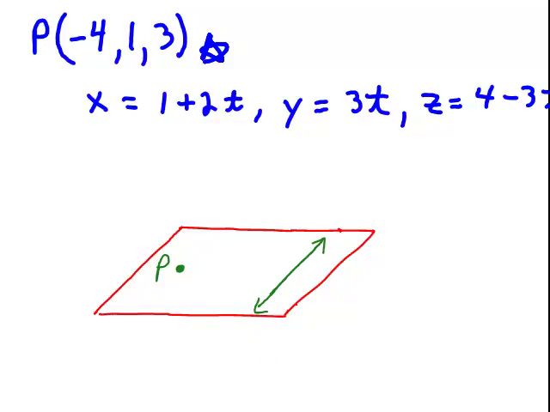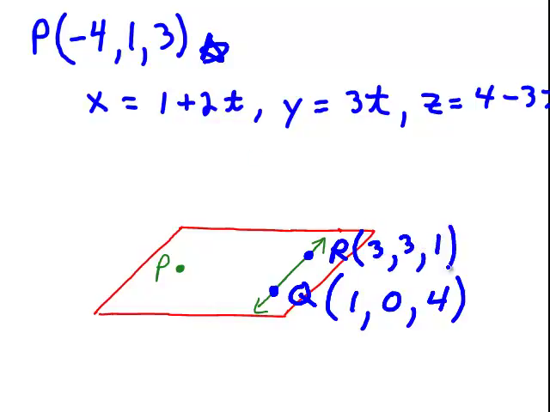Well, we can find a couple of vectors in the plane. Here's how we could do it. The parametric equations can generate points on the line just by picking different values of t. So if I plug in, say, t equals 0, I'll call that point Q. If I plug in t equals 0, I get 1, 0, 4 for my point Q. And then if I plug in t equals 1, I can get another point, call it R. If t equals 1, I get 3, 3, 1 for my point R.